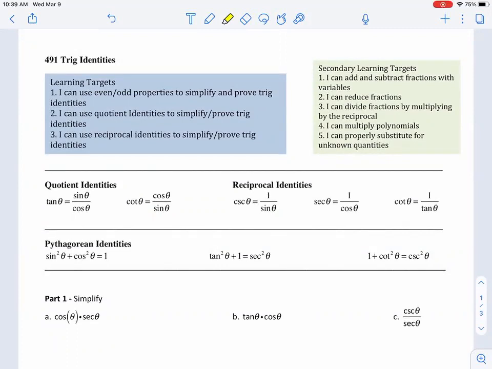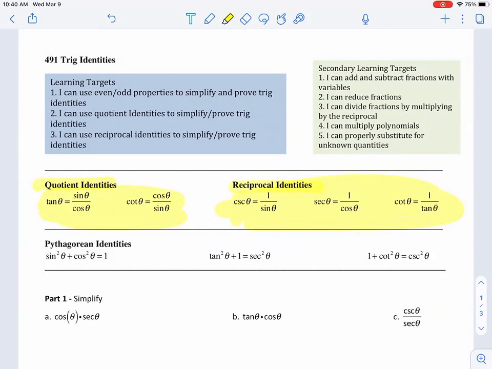There are a few things you'll need to know going in. You need to be pretty fluent with your reciprocal identities, okay? The fact that the cosecant is the sine flipped over and vice versa, by the way. And the secant is cosine flipped over, and that the cotangent is the tangent flipped over. That's something we need to know, and we've talked about that a lot. Also, the quotient identities, we didn't refer to them by that name, but the fact that the tangent is the sine over the cosine, and that the cotangent is the cosine over the sine.